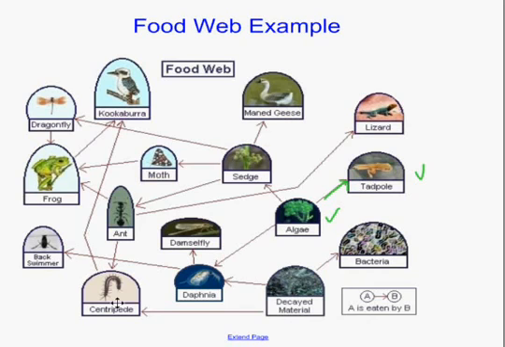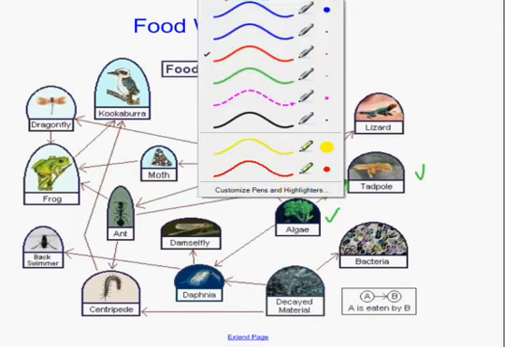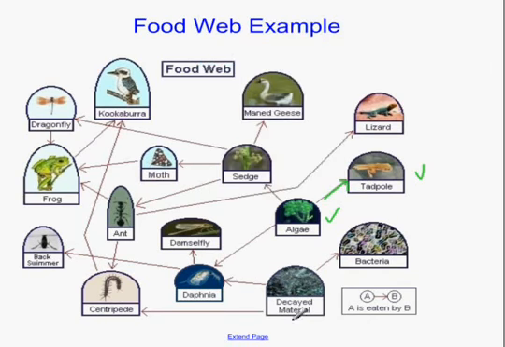Let's take a look at the centipede, for example. So I'm going to follow through red again. We have decayed material from a decomposer, which is going to a centipede. Based on that, the centipede would be an herbivore. It is a primary consumer, based on that. But it could have happened another way.